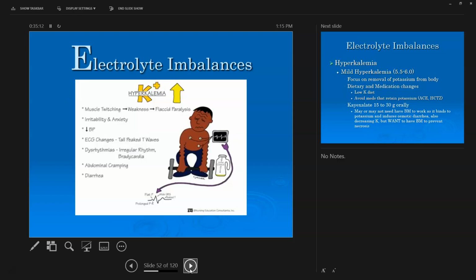But also know too, they may have other things like muscle twitching, irritability, anxiety, and PVCs and PACs associated with it too.